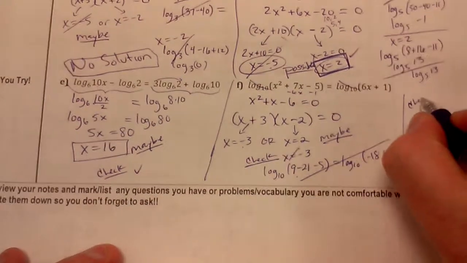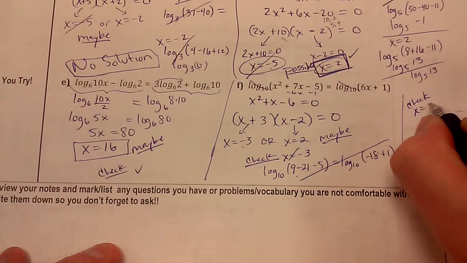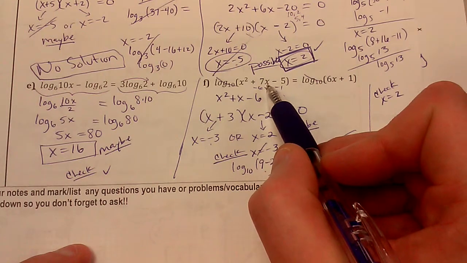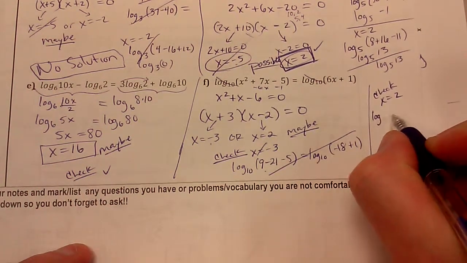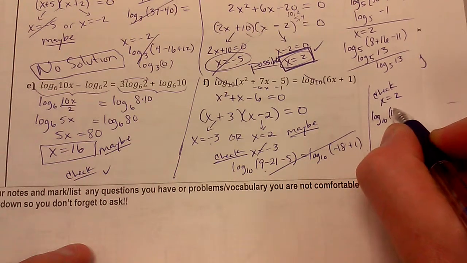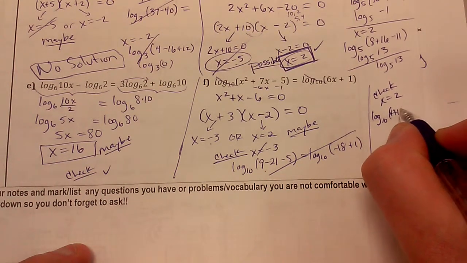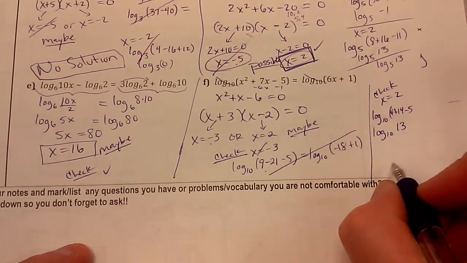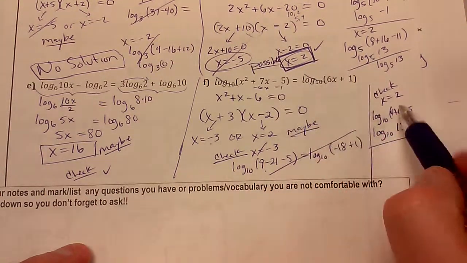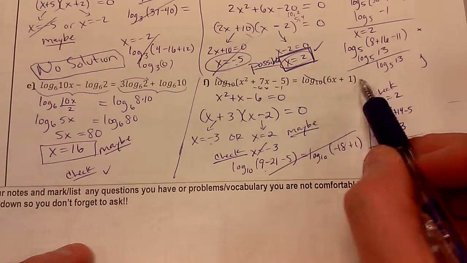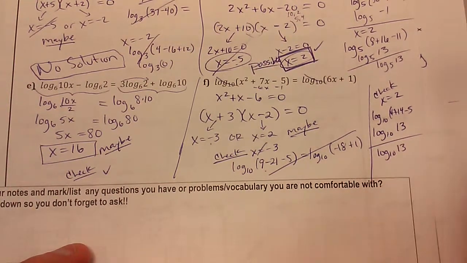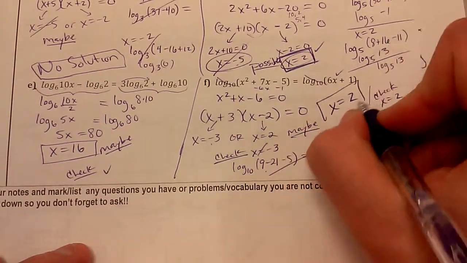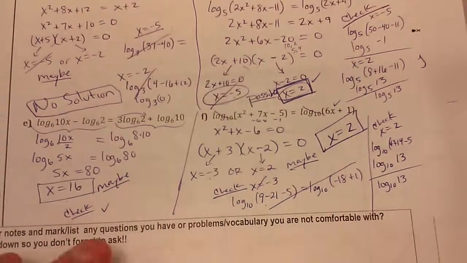So now I'm going to go ahead and check x equals a positive 2. So on the left side, that would be 4 plus 14 is 18 minus 5. So that's 13. Log base 10 of a positive 13. So that's the left side. On the right side, I plug in a 2 there. I get 6 times 2 is 12 plus 1. So I get log base 10 of 13. Both positive, both the same. I like it. So that's my answer. X equals 2. So hopefully you got those. Those should definitely help you with the homework.